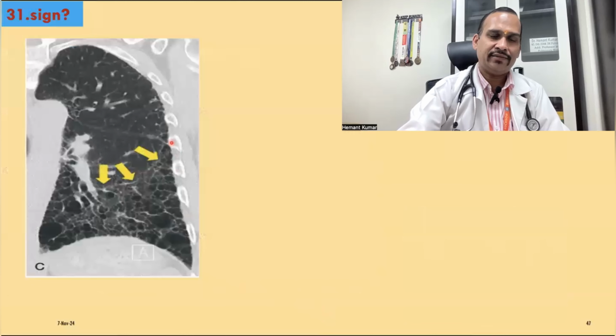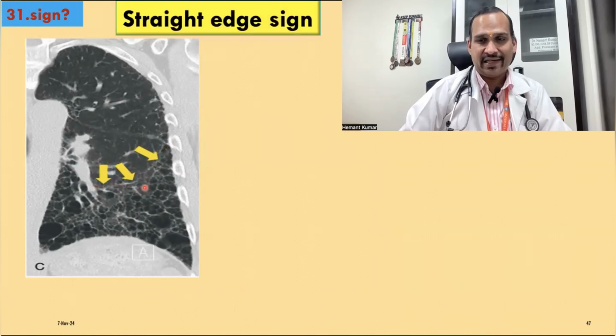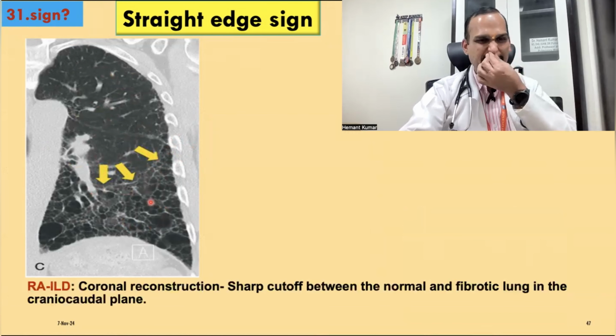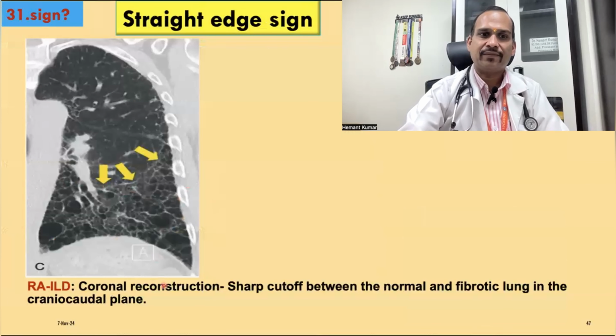What is this sign? Again, this is honeycombing, and this is the straight edge sign. If you see this image, you can see the minor fissure and it looks like a straight line. The upper part is spared, and the lower part has extensive honeycombing. This is the straight edge sign, again seen in RA-ILD. This is classically seen on coronal CT scan.